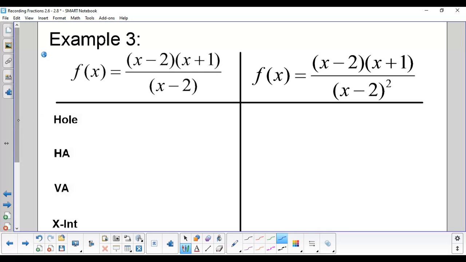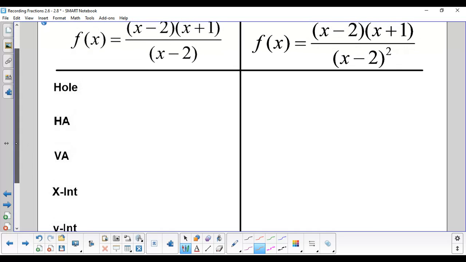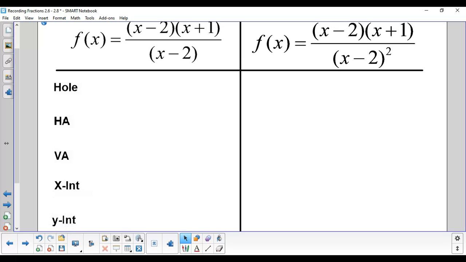In example 3, I want to dig in a little bit more to when we have a hole versus when we have an asymptote. This question has come up a lot in our lessons. So I have two functions here, and we are going to evaluate them in the areas that we learned from before. So we are going to find out if there's a hole, a horizontal asymptote, a vertical asymptote, and then our x and y intercepts. So first up, we have a common factor, x minus 2, on the top and bottom.